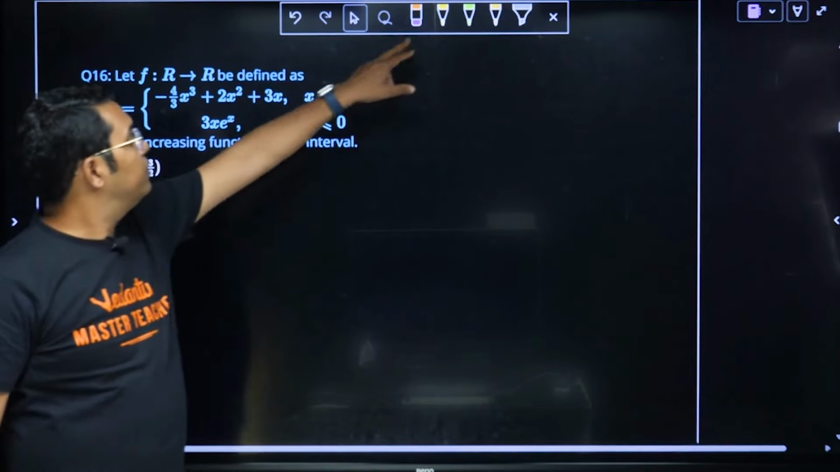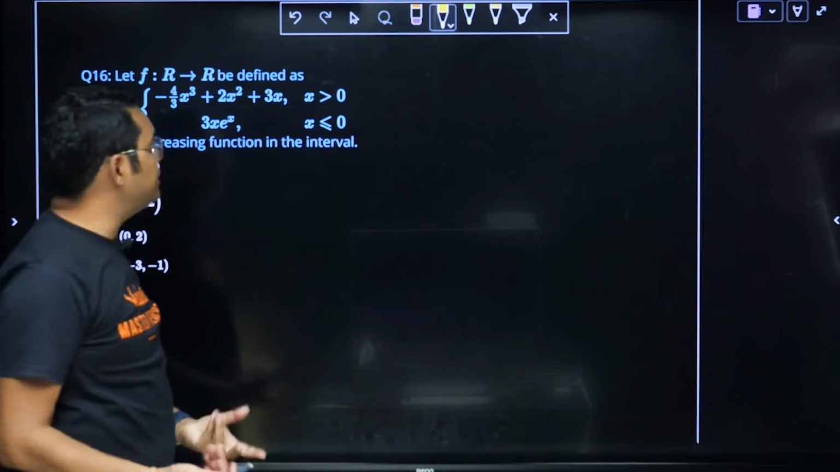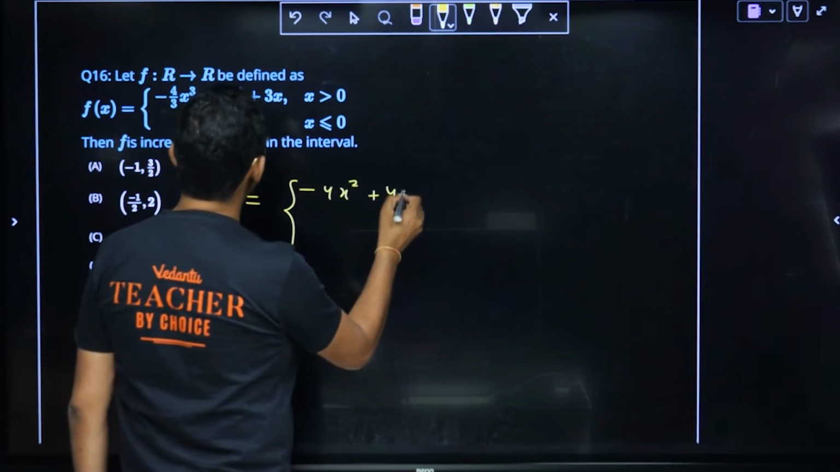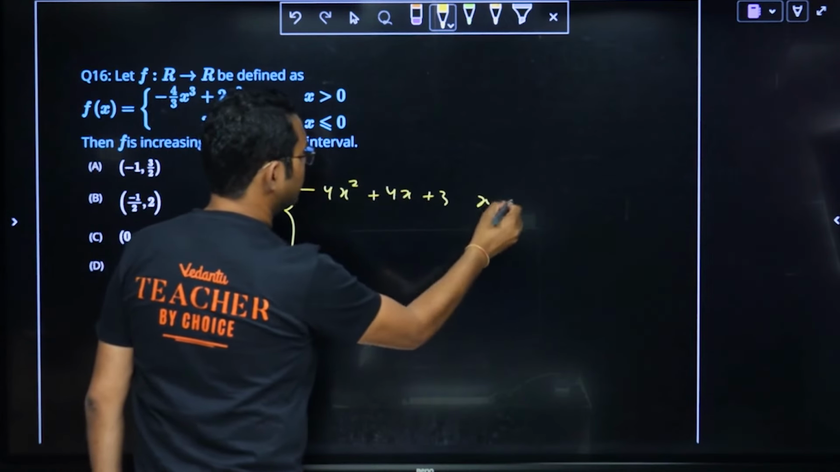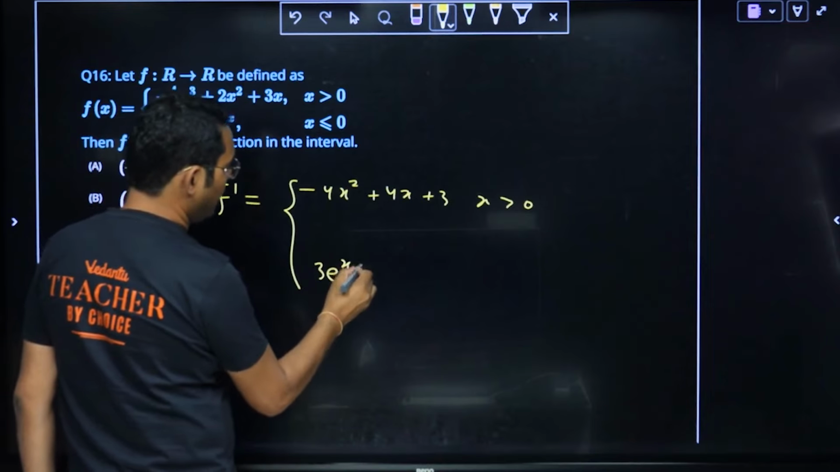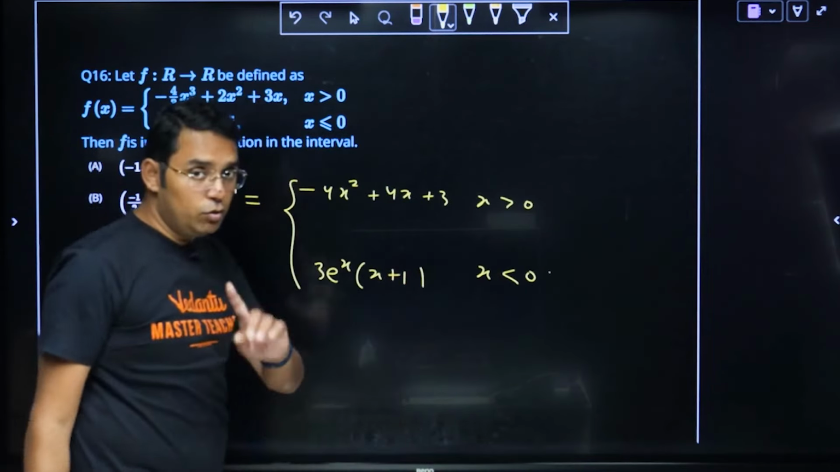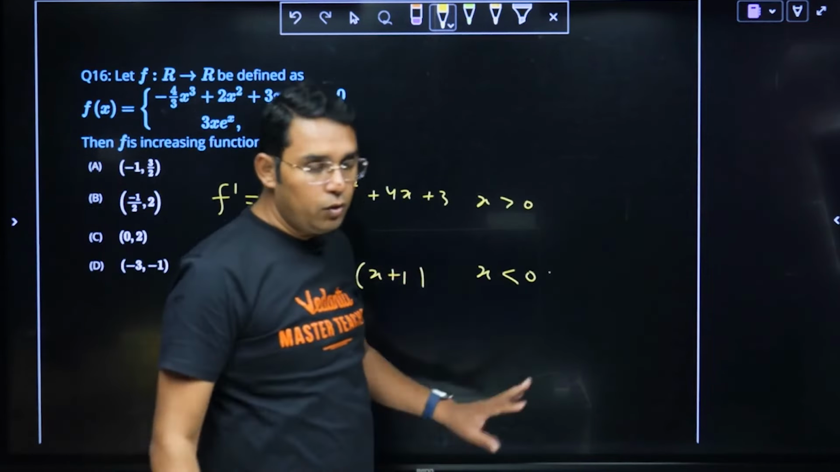Here we are given a function f, it is increasing. So for increasing, decreasing, we'll just do the differentiation. So we'll get f dash to be equal to, here it will be minus 4x square plus 4x plus 3. This is for x greater than 0. For x less than 0, it will be 3e power x common x plus 1. I'm not writing for x is equal to 0. I don't know whether it is differentiable or not, but for x less than 0 and for x greater than 0, we can definitely do this kind of differentiation.